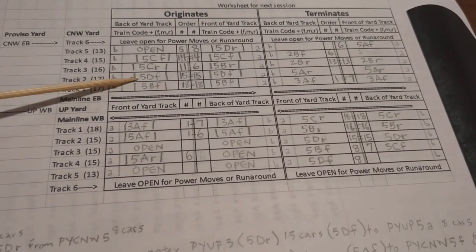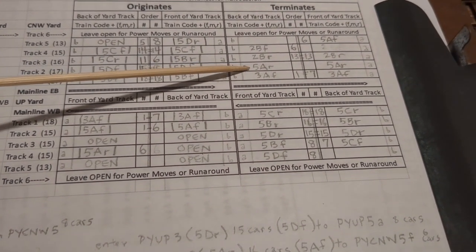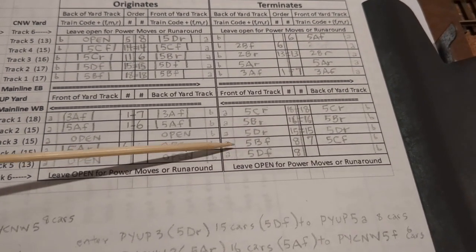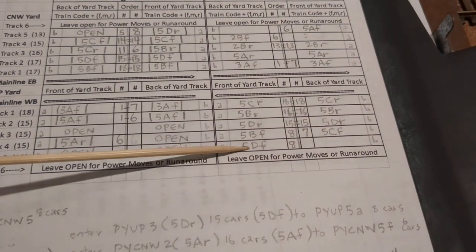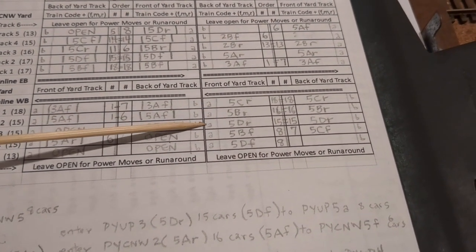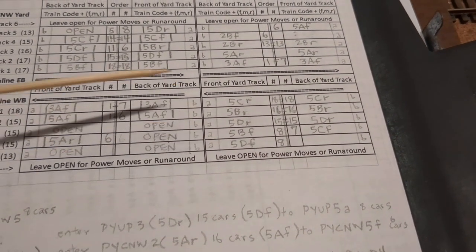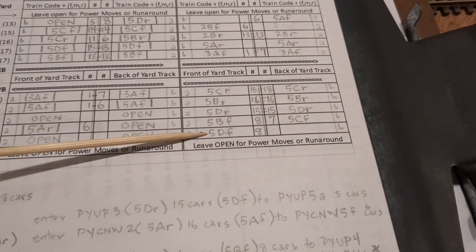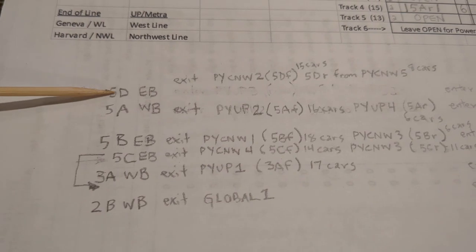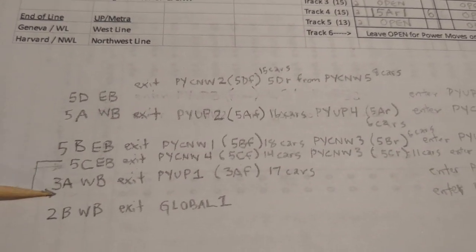and it's going to enter the Proviso Yard UP yard, track 3, and I have that shown right up here. So 5D right here leaves, and it arrives down here in the UP yard, track... let's see, that's track 5. Actually, it comes in here on track 3, and the front part ends up at track 5. So it leaves here in the eastbound, and it arrives here in the westbound yard for the next trip. So I do that with all the trains, and this is the order: 5D, 5A, 5B, 3A, 5C, and then 2B.